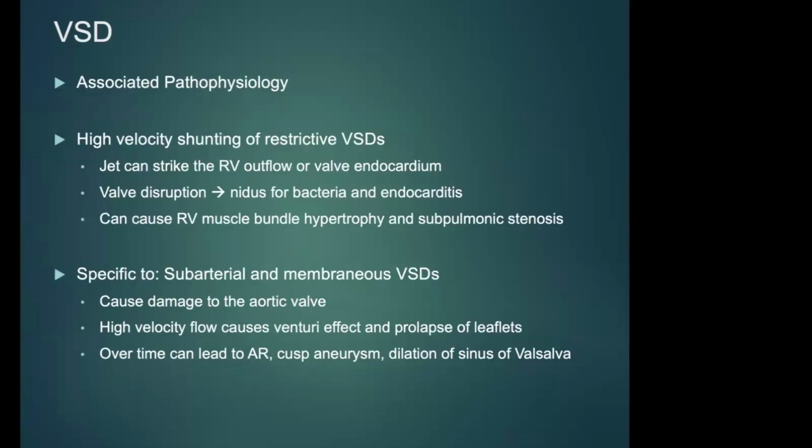With the high velocity jets, they can actually strike the RV outflow and valve endocardium, and this can damage the RV outflow. It can lead to hypertrophy and outflow tract obstructions, but also it can just lead to turbulent damage of the native pulmonary valve, which can be a nidus for bacteria and endocarditis. Specific to the subarterial and the membranous VSDs, just because these are so close to the sinus of Valsalva and the aortic valves, it can cause damage to the aortic valves as well as the sinus of Valsalva, which can lead to leaflet prolapse, significant aortic regurgitation, or defects in the sinus of Valsalva.